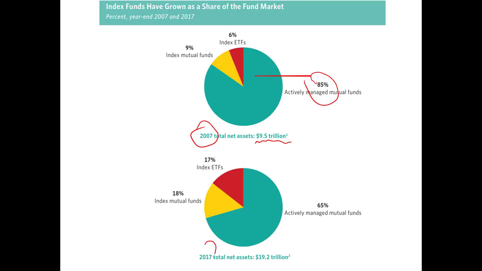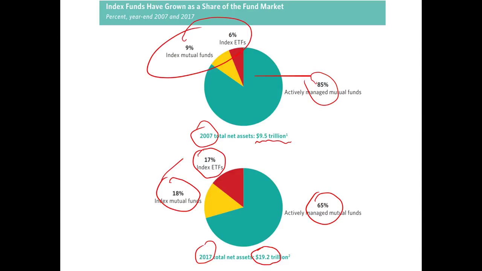In 2017, the market's about twice the size. Actively managed funds are still significant, still the largest category, but index funds now constitute a shade under 20%. Same thing with index ETFs, exchange traded funds. That's a growth from 10 years ago of about 15% to now 35% of the market.